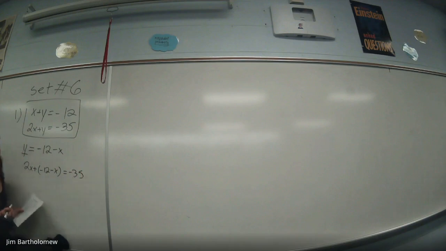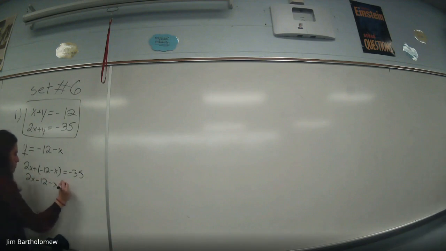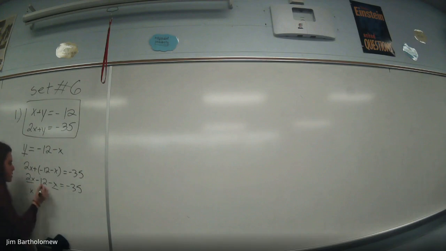So now we're going to solve for x, because we need to solve for x in order to solve for y. So just simplifying. These are like terms like that. And I'm going to add both sides. So I have x equals negative 23.